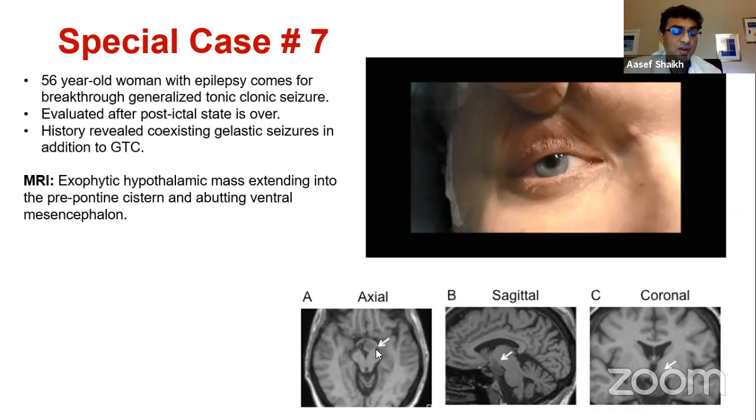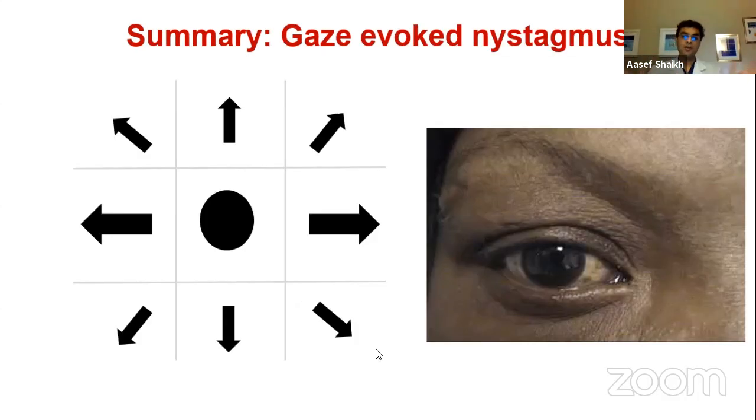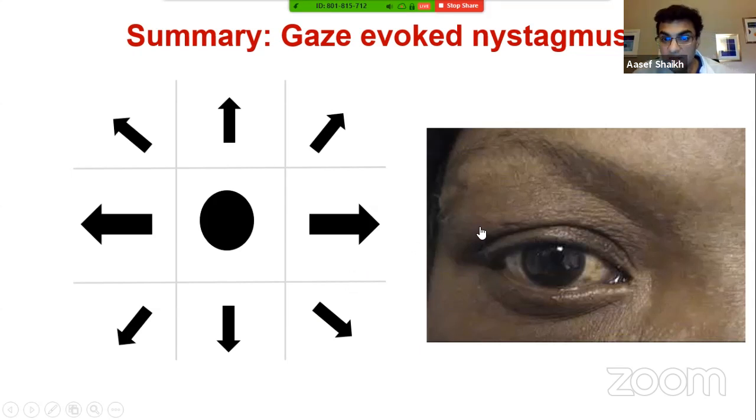So it's pretty interesting. Now, just going back to the summary, gaze evoked nystagmus, right? There is stable gaze in the center. When they look to the right, they get right beating; left, they get left beating; up, they get up beating; down, they get down beating. And when you look at oblique, you can see the mix of up and down, whichever direction. And this is a quick summary of gaze evoked nystagmus.